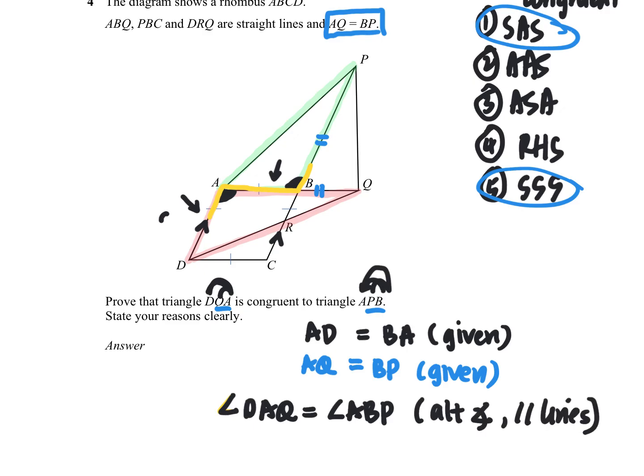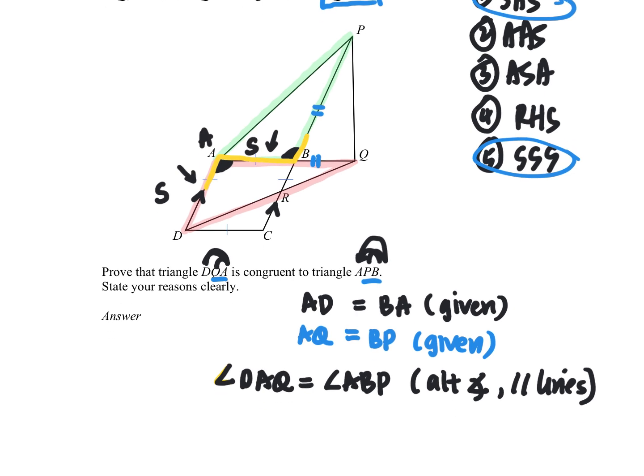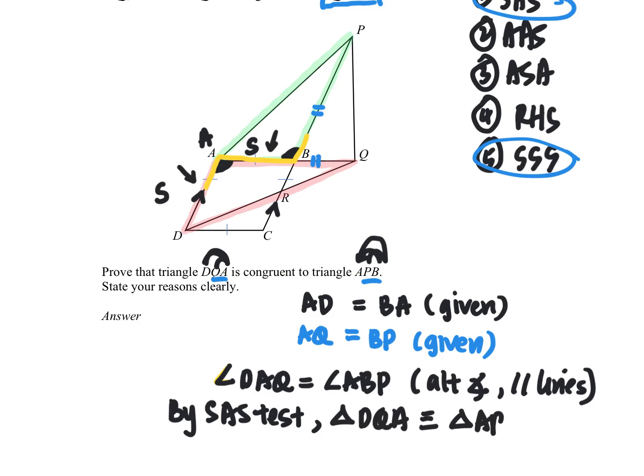So we have side, angle, side. Can. So by SAS test, this triangle is congruent to this triangle.